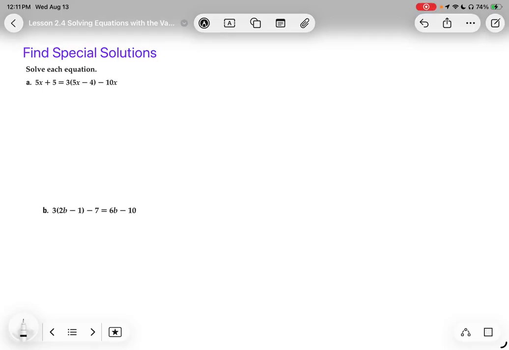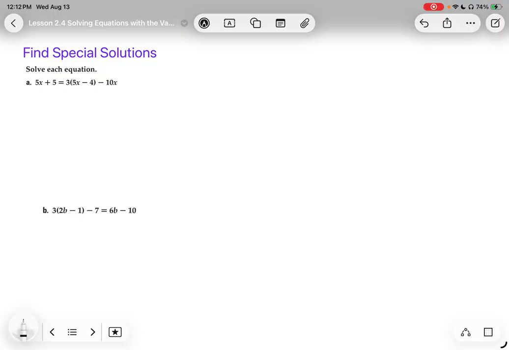When you look at these two equations, they may at first glance look like pretty normal equations, but when you read that title, Find Special Solutions, the title should tell you that these equations are perhaps not all they seem to be. So let's go ahead and solve them and see what's so special about them.